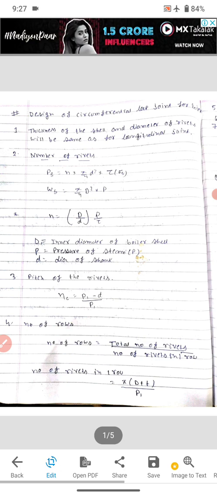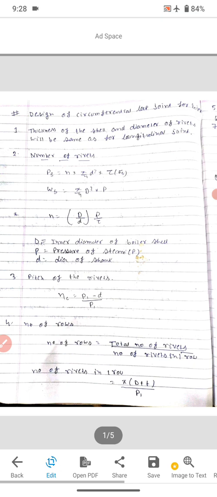In the last lecture we had seen the design of a longitudinal butt joint for a boiler. We had seen the thickness of the boiler shell, diameter of the rivet, the pitch distance, the thickness of the butt strap, and some more information regarding the longitudinal butt joint.